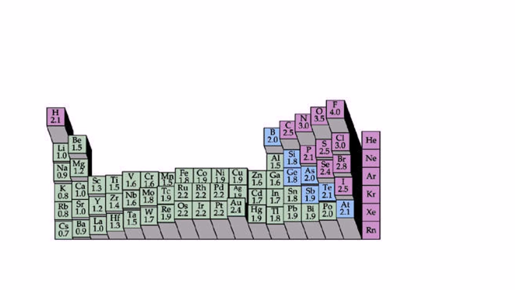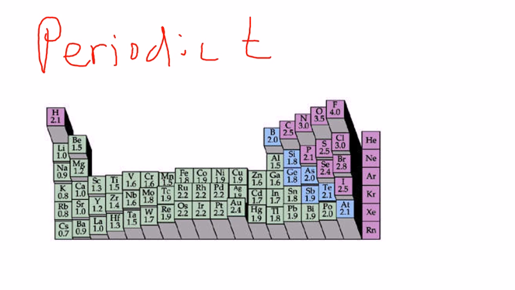This is known as a periodic trend, and this is one of the very important periodic trends that is at least qualitatively predicted by the periodic table of elements. Electronegativity happens to be one of the many periodic trends that we run into, one of the very important ones.